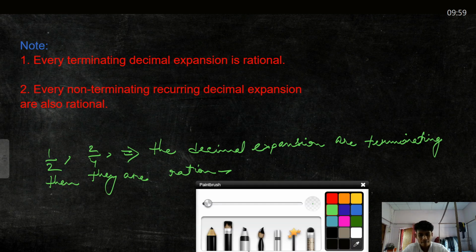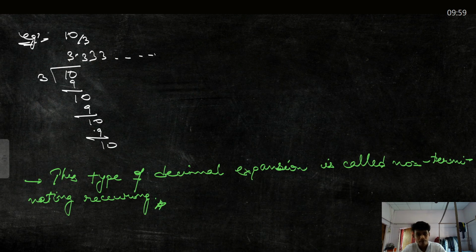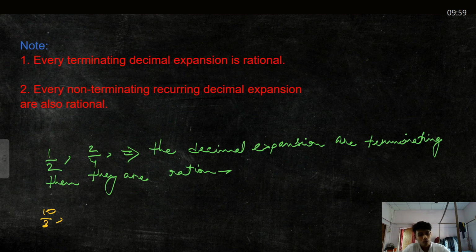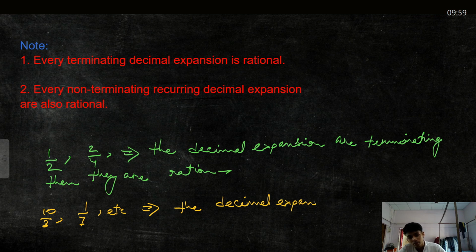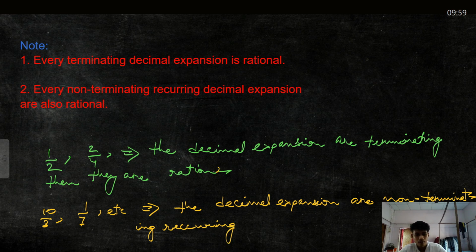And if the numbers are not rational numbers, if they are like 10 by 3, then again 1 by 7, etc., the decimal expansions are non-terminating recurring, and hence they are irrational.